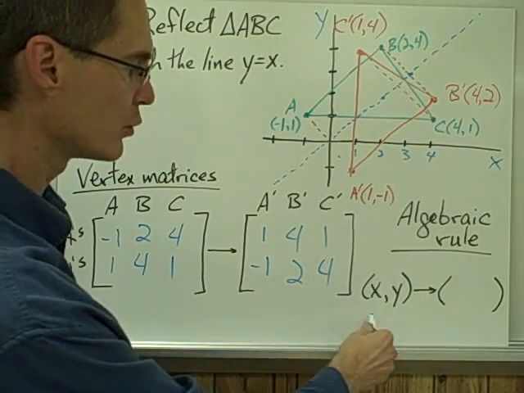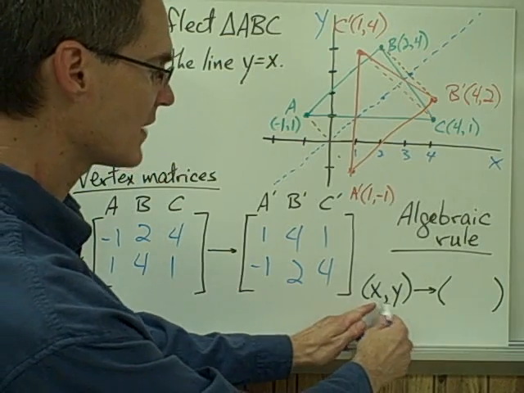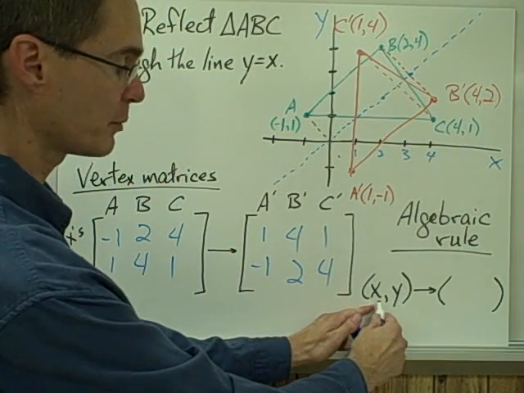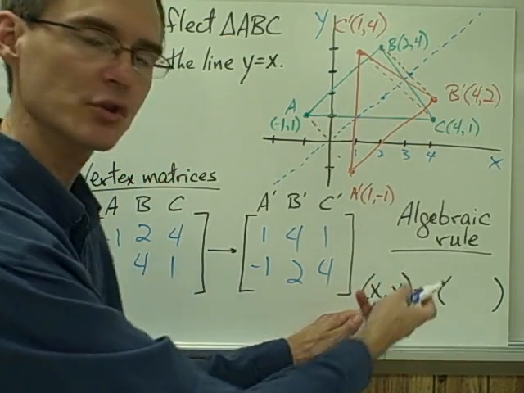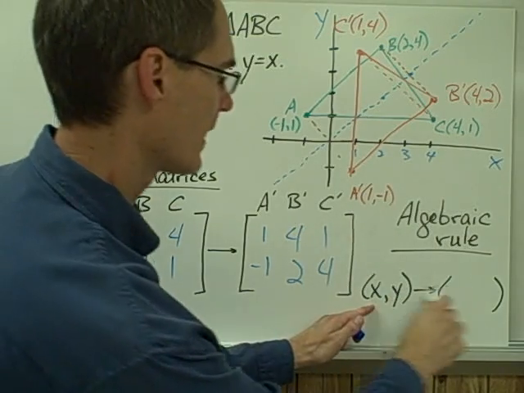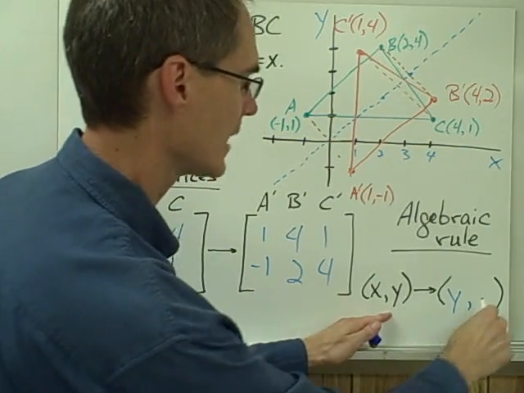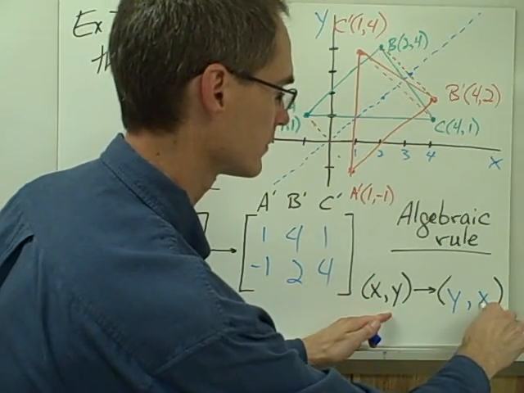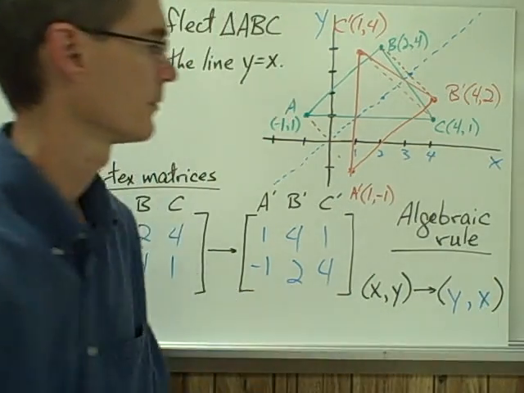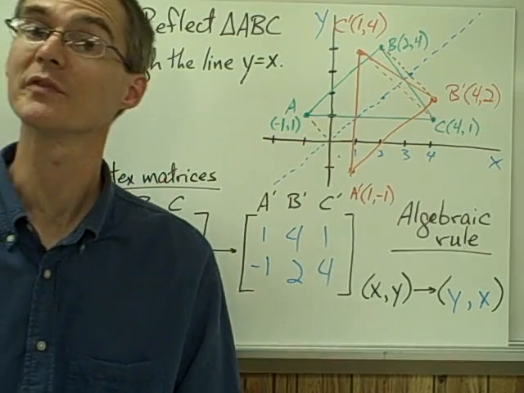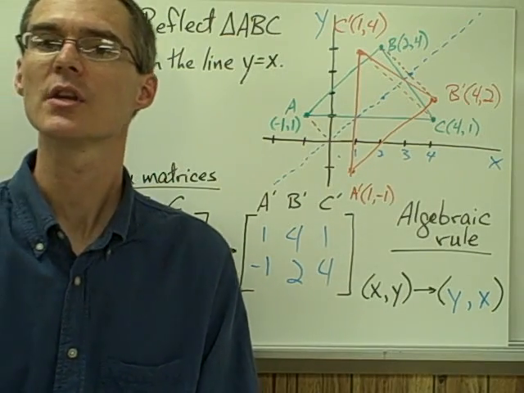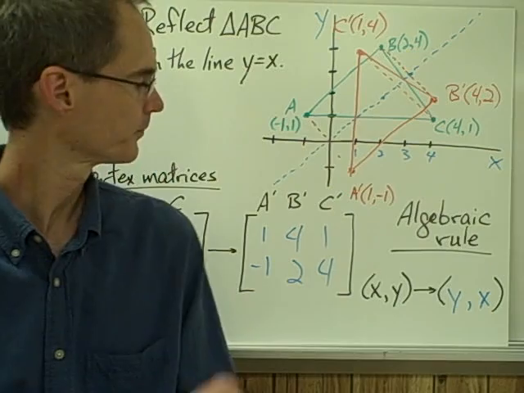So my algebraic rule then I can express as, if I start out with the coordinates of a point x, y, those are just going to swap. And x will become y, and y will become x. So there's my algebraic rule for reflecting an image across the line y equals x.